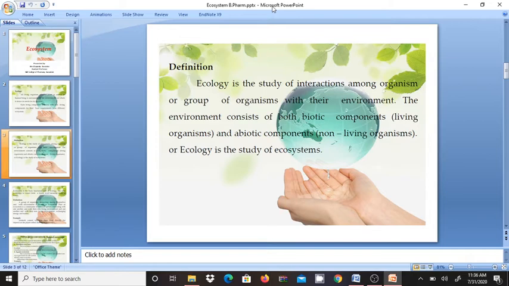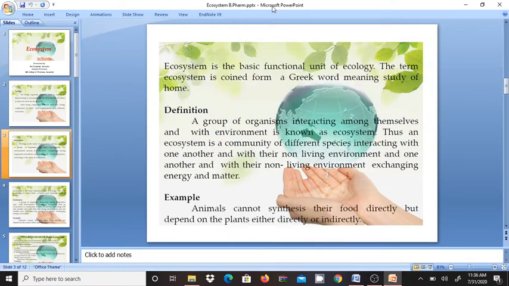There are mostly two components in the environment. One is the biotic component, that is living organisms, and another is the abiotic components, that are non-living organisms. So the ecosystem is basically the functional unit of ecology. The term ecosystem is coined from a Greek word that means study of home. So the definition basically explains the interactions between living and non-living organisms in the environment. For example, animals cannot synthesize their own food; they have to depend on plants for their food.